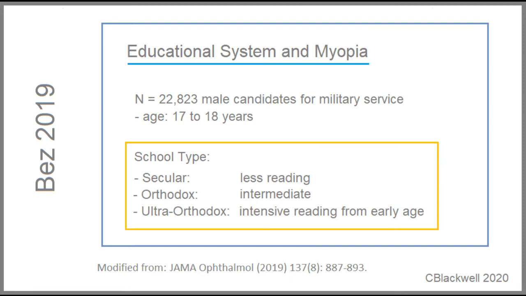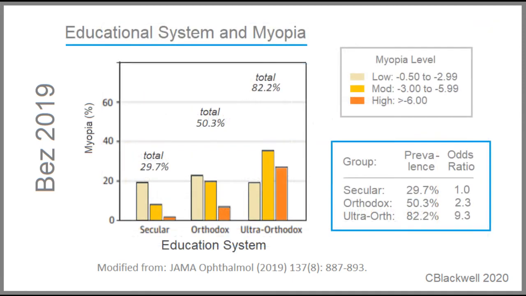The school system in Israel is divided into levels which require different amounts of intensity and near work, with ultra-Orthodox schools requiring the heaviest amount of reading from an early age. Relating prevalence and degree of myopia to school type, clearly the ultra-Orthodox schools had a greater degree of myopia overall, borne out by prevalence and odds ratios. Whether this is from more hours of reading or less time outdoors, or both, is not addressed in this study.